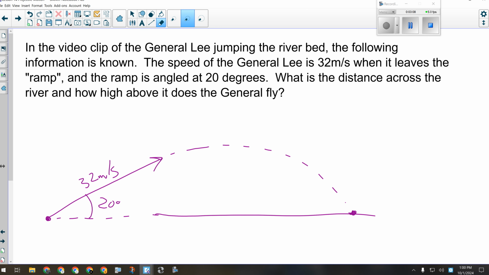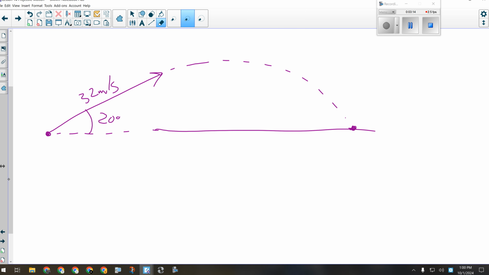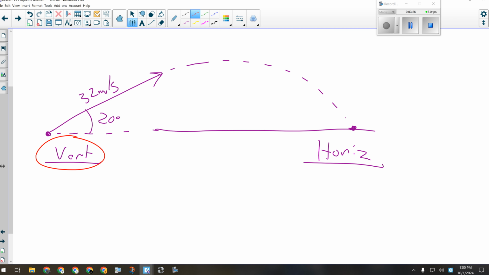So we need to write down a few of our givens. We're just going to split this up into vertical and horizontal arcs. I'm going to make the vertical stuff red, and I'm going to make the horizontal stuff green. Vertically speaking, I know the acceleration: negative 9.81 meters per second squared. I have to make it negative here because the General Lee does change directions vertically. When it's first launched, it's moving upwards. When it hits the ground on the other side, it's moving downwards. So I have to make down negative.